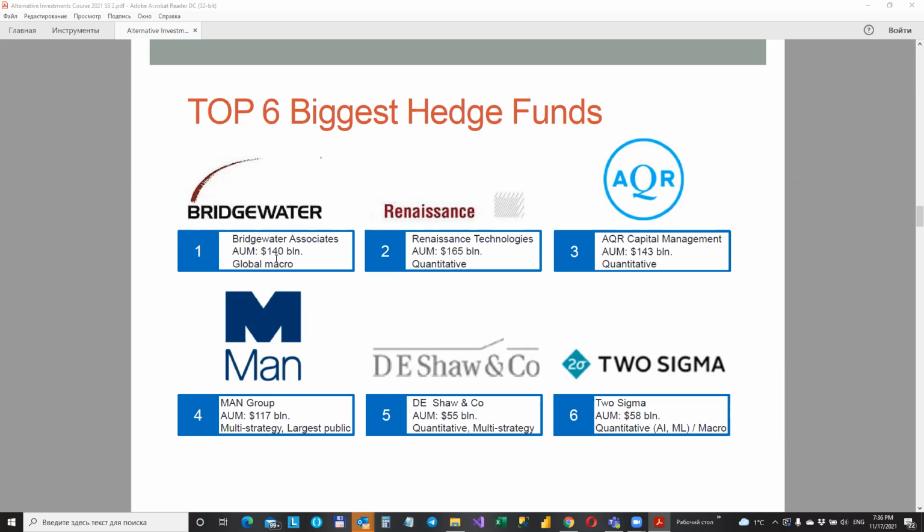In 1981, the company moved its headquarters from New York City to Westport and currently engages over 1,500 employees. And as of March 2021, it has approximately 140 billion in assets under management.